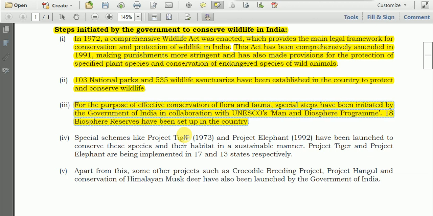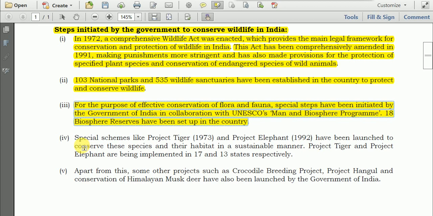So to conserve plants and animals in India, special steps have been initiated by the government of India in collaboration with UNESCO's Man and Biosphere program. UNESCO is an organ of the United Nations organization. So India, in collaboration with this program, has initiated different steps. Out of these steps, mention may be made of 18 biosphere reserves that have been set up in the country. What are biosphere reserves? We shall discuss later on.